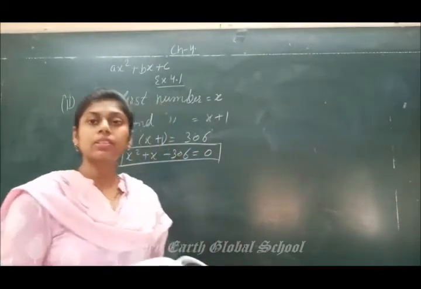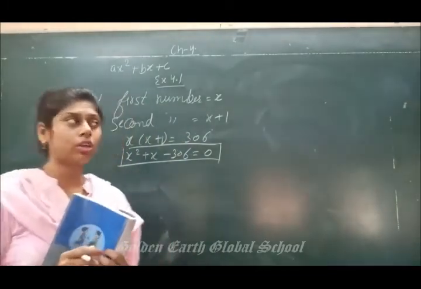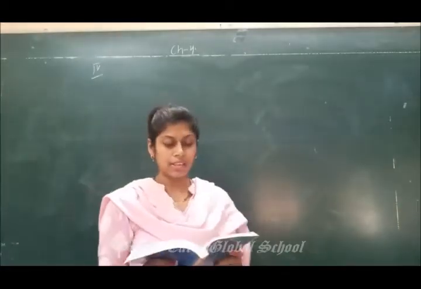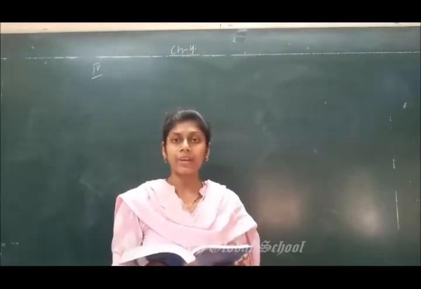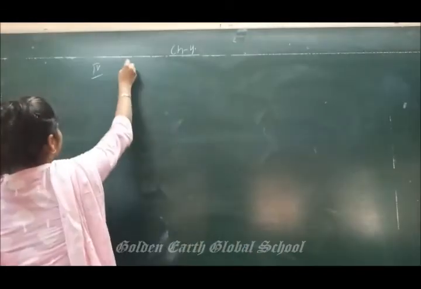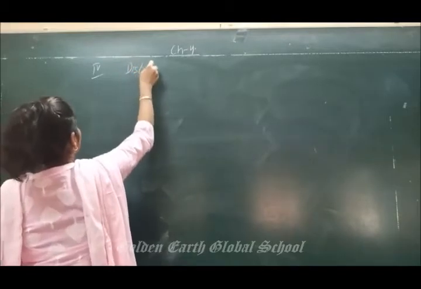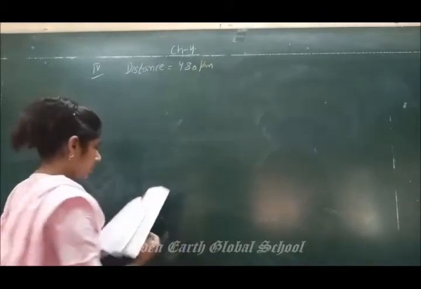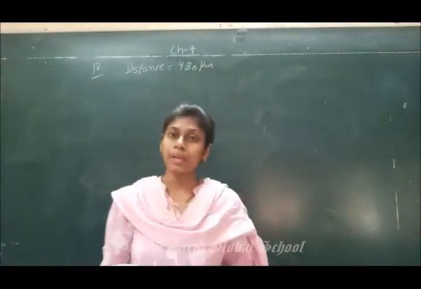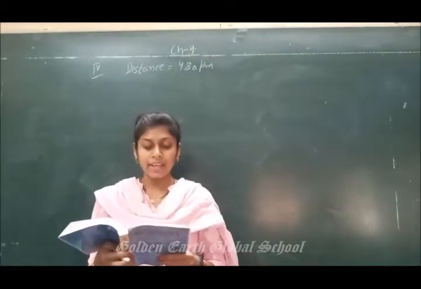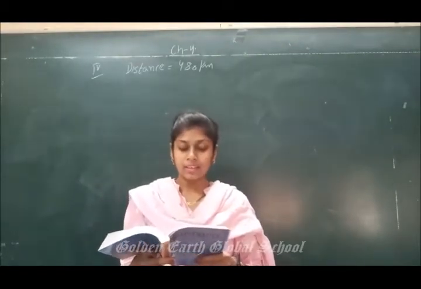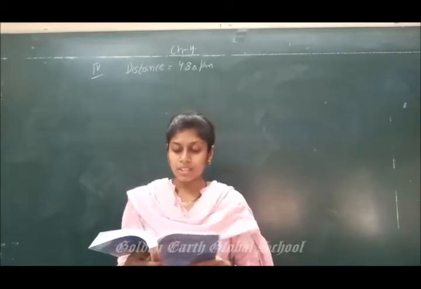Now I will discuss fourth part. It is a very important question. Read the statement. A train travels a distance of 480 km at a uniform speed. Here distance is given. Distance is 480 km and speed is uniform, means speed is constant. If the speed had been 8 km per hour less, then it would take 3 hours more to cover the same distance.